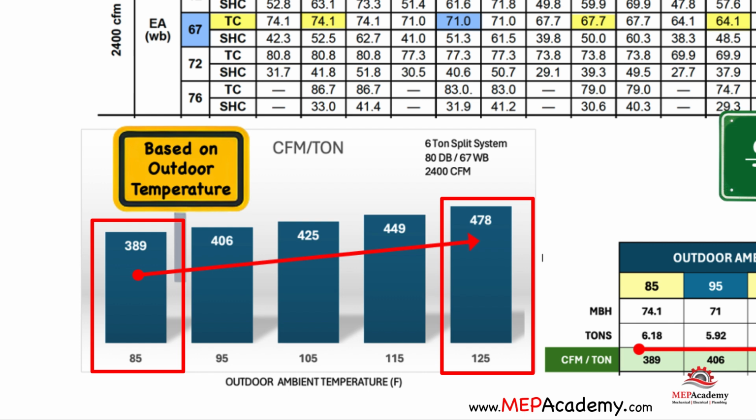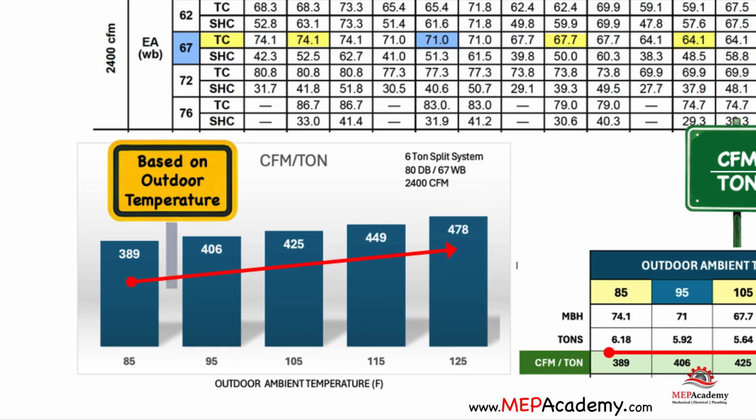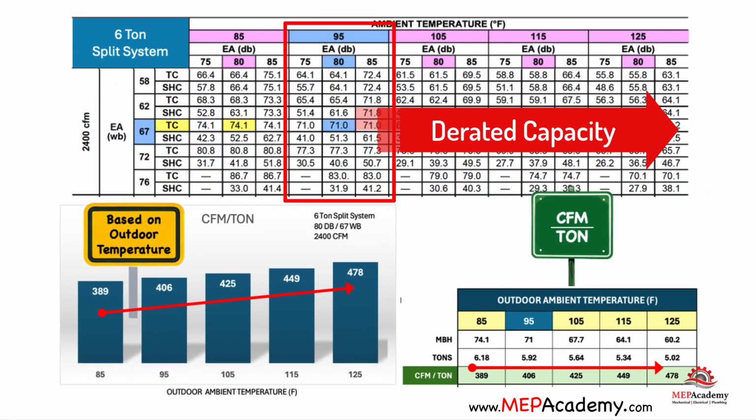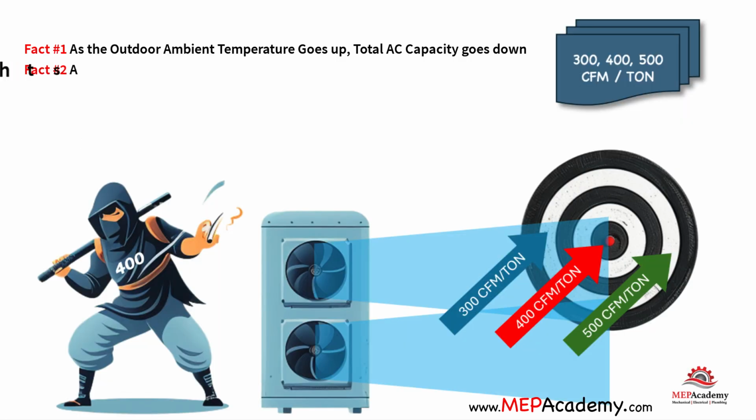So, is more CFM per ton a good thing? In this case, no, as it reflects that more air is required to be delivered for every ton of air conditioning. This is due to the air conditioner having to work harder at the elevated temperature. Most air conditioners are derated in capacity when the outdoor air temperature exceeds 95 degrees Fahrenheit. Fact number 2. As the outdoor ambient temperature goes up, the CFM per ton increases.